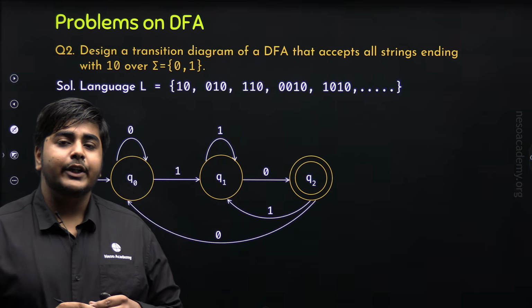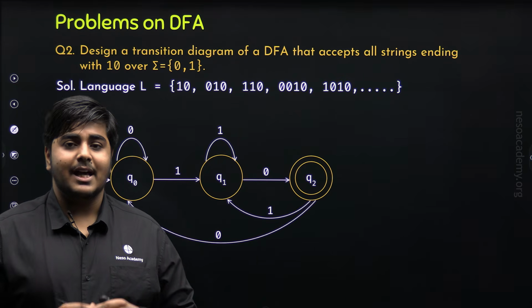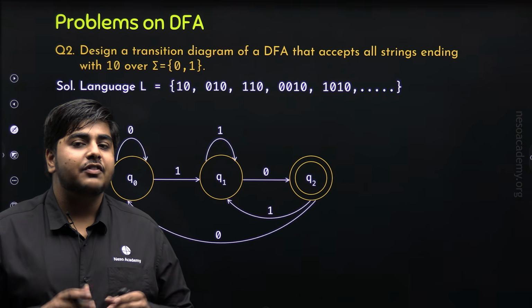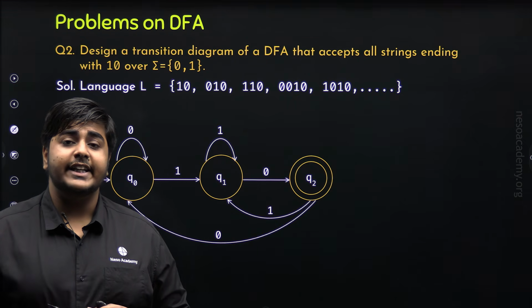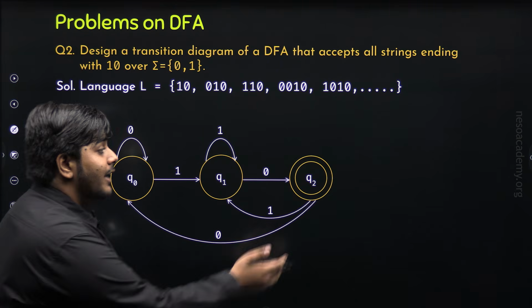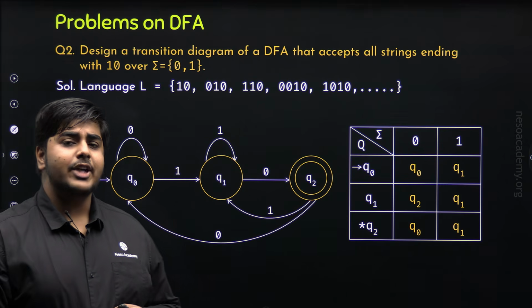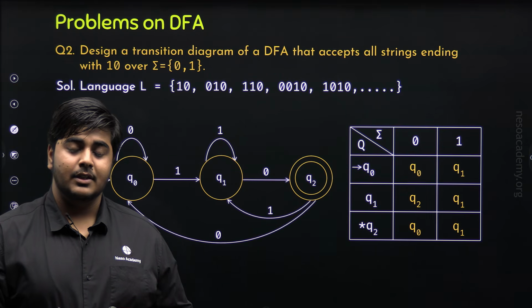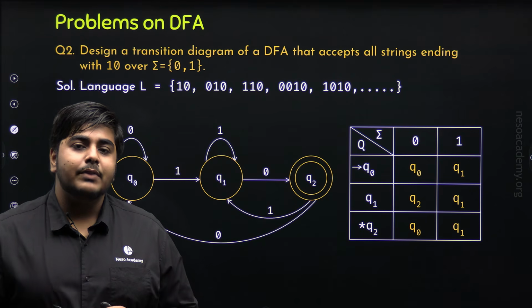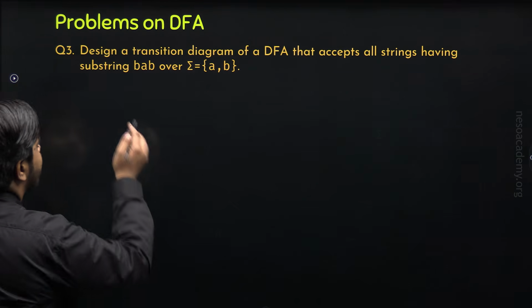Now I'm not going to write the 5 elements of this DFA, but in examinations, you are required to write the 5-tuple representation of the DFA after drawing the transition diagram. Here is the transition table for this DFA, and you can simply check the next states. So we have solved problem number 2, and now we will proceed to problem number 3.